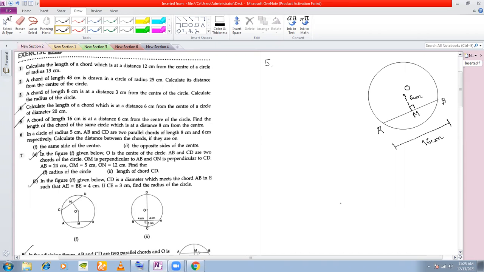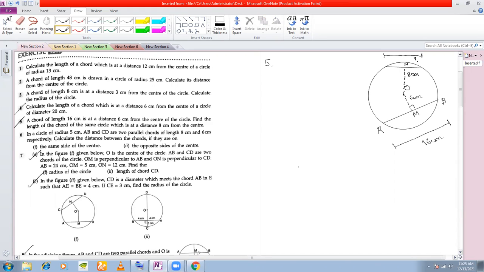Okay. Find the length of the chord of the same circle, which is at a distance of 8 centimeter from the center of the circle. Another chord, let's say this chord. Okay. And it is given to you that this chord is at a distance of 8 centimeter from this circle. Let's call this point N. And this distance is given to be 8 centimeter. This length you will have to find out. Okay. So how to find out?